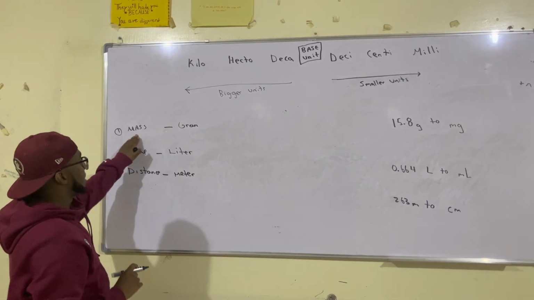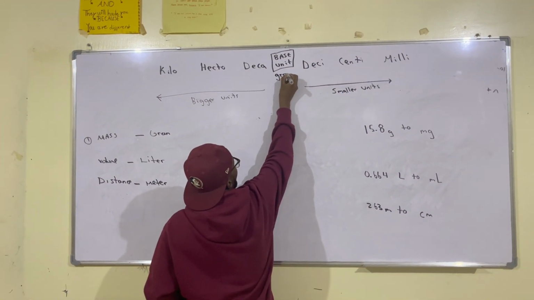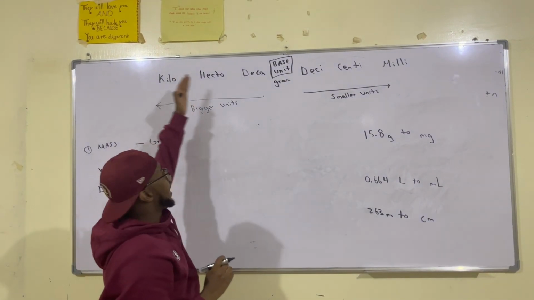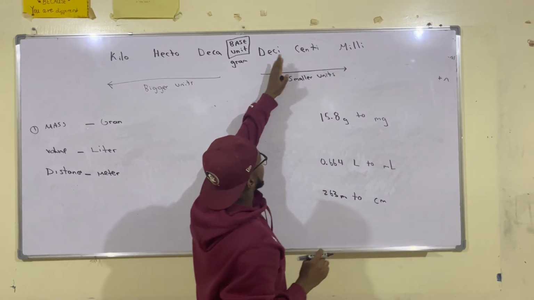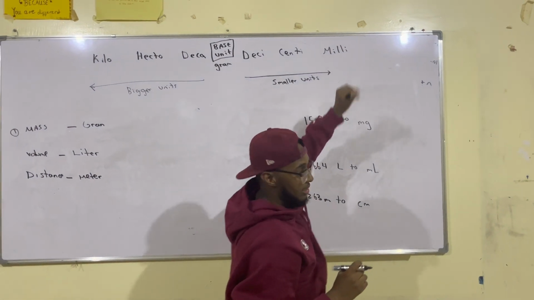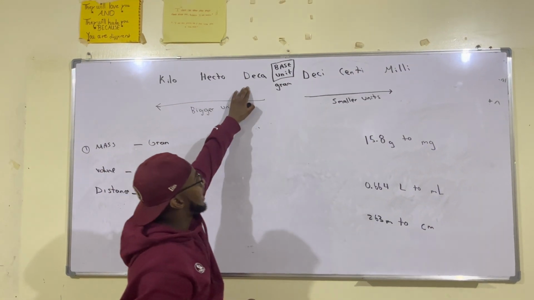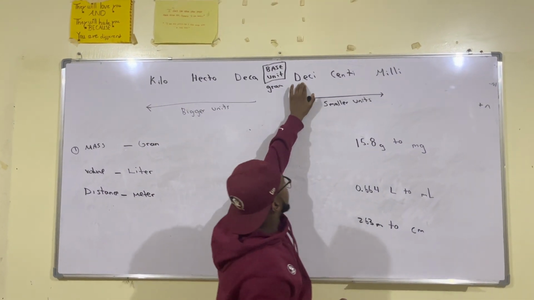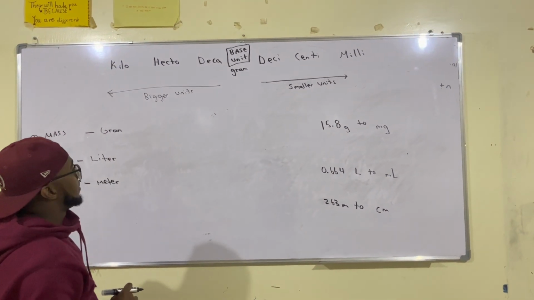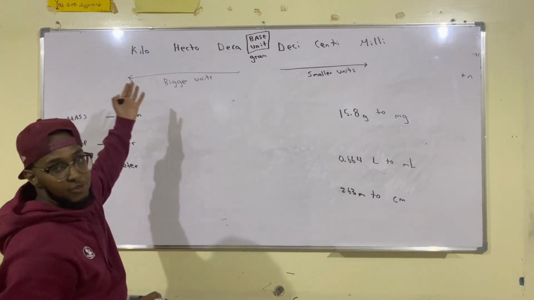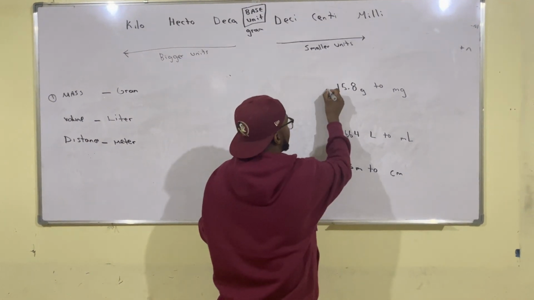Okay? Like I said, the base unit is gram. So our base unit here is going to be gram. It's going to be kilogram, hectogram, decagram, right? The base unit is gram, decigram, centigram, milligram. Okay? Remember our acronym for how to remember the prefix. King Henry died, our base unit, drinking chocolate milk. Right? That's the acronym we use to remember. But I've already given it to you, and we're going to convert 15.8 grams to milligrams.